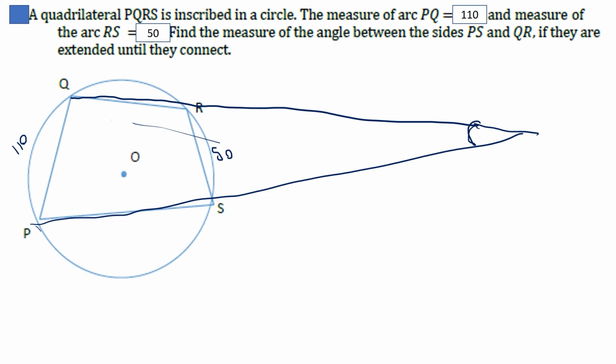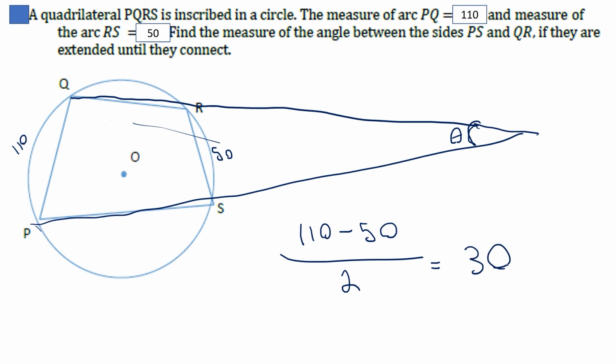And where they meet up is an angle that will use that same property we just used to figure out. So 110, the bigger, minus 50, the smaller, over 2 is going to equal this angle theta way over here. 60 over 2 is 30. Yeah, 30 degrees. And that's how you find that one.